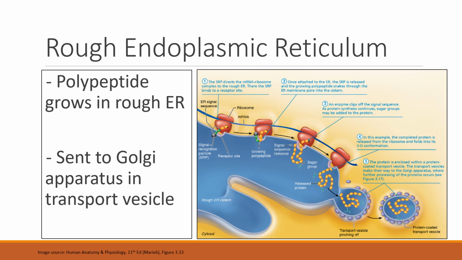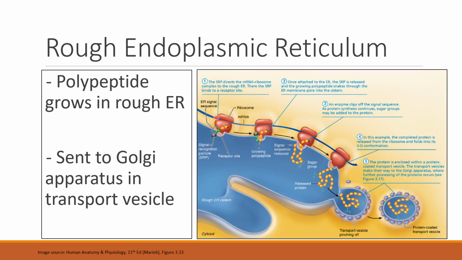Okay, so remember when we talked about the rough endoplasmic reticulum? I said it was this membranous structure, part of that endomembrane system, and it's rough because there's ribosomes along the outside of it, and it's used for making proteins. So here's a diagrammatic depiction of that. Now this is not a polyribosome here. This is just one ribosome, but they're just kind of showing it in different steps in the sequence.